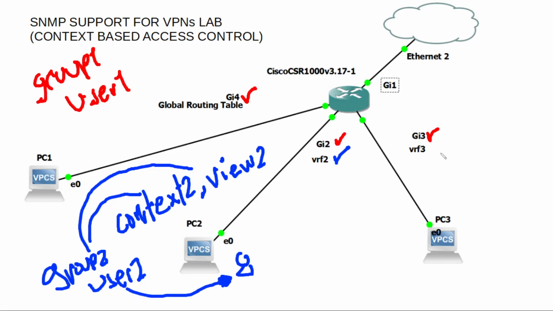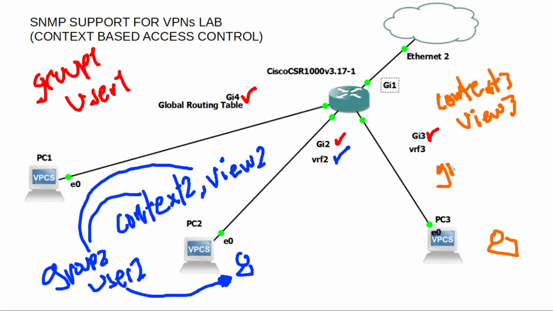And finally, we are going to create a context that we are going to call context 3 for our orange customer. We are also going to create view 3 for this customer. We are going to create group 3 that is going to bind view 3 with context 3. And finally, we are going to create user 3 that is going to be the user that we are going to assign for this customer that will only have access to VRF3.